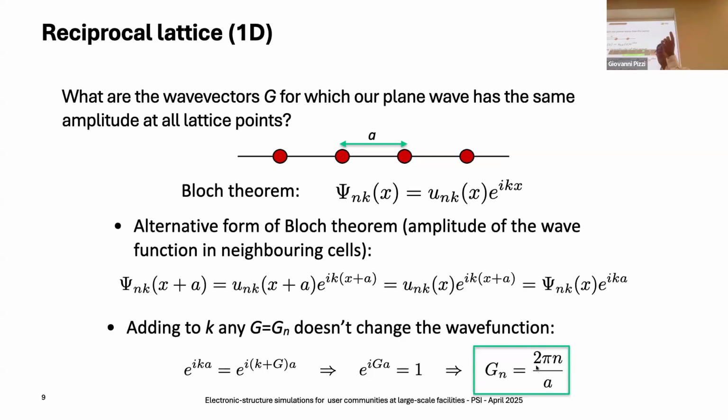Therefore, we discover, for instance, that in one dimension, if I consider k equal to 0, or k equal to 2 pi over a, or k equal to 4 pi over a, these are all describing the same quantum number. So I can limit myself only to minus pi over a to pi over a, and that's enough for describing my system. And these G vectors are what form the so-called reciprocal lattice, which again is a lattice of points in a different space. The units are different, it's 1 over length.